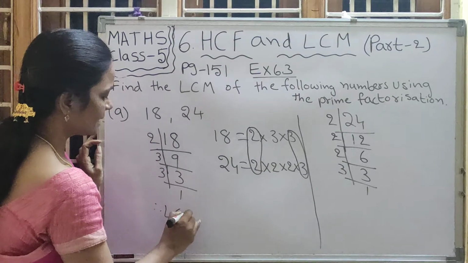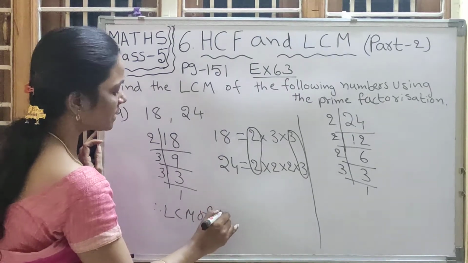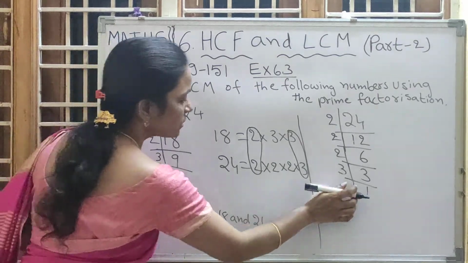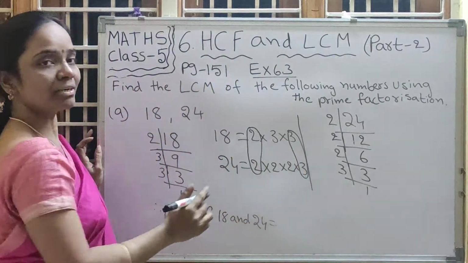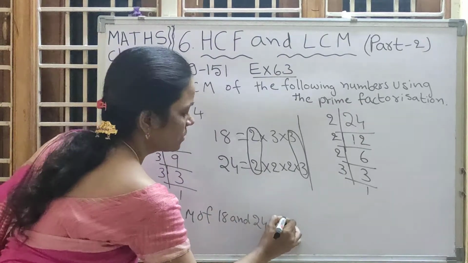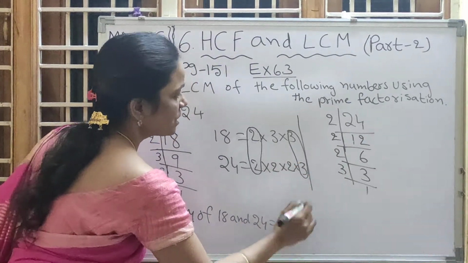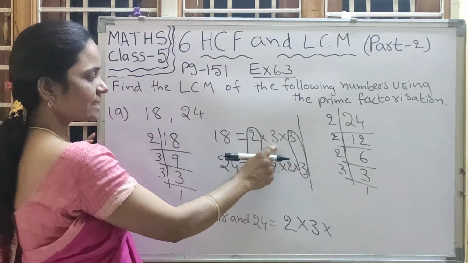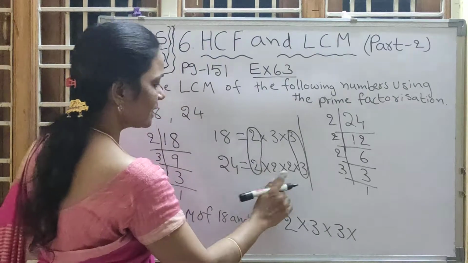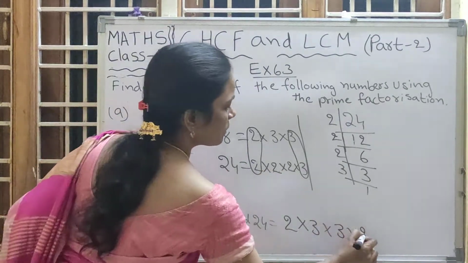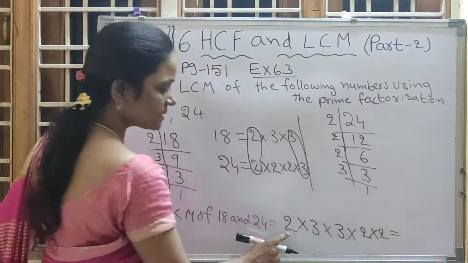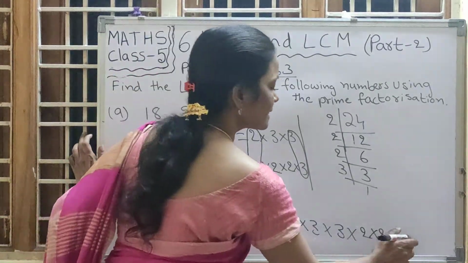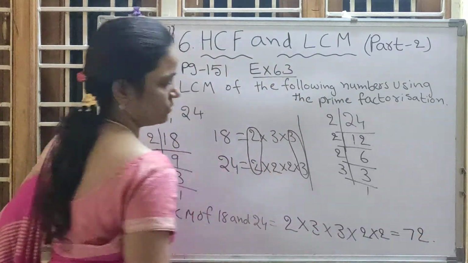Therefore, LCM, the lowest common multiple of 18 and 24, is equal to: first write down the common factors. Take their product first. 2 is common, into 3 also common, into, and write down the remaining numbers. So here 3 is left, in the second case 2 into 2. So what is the answer? 2 3s are 6, 6 3s are 18, 18 2s are 36, 36 2s are 72.